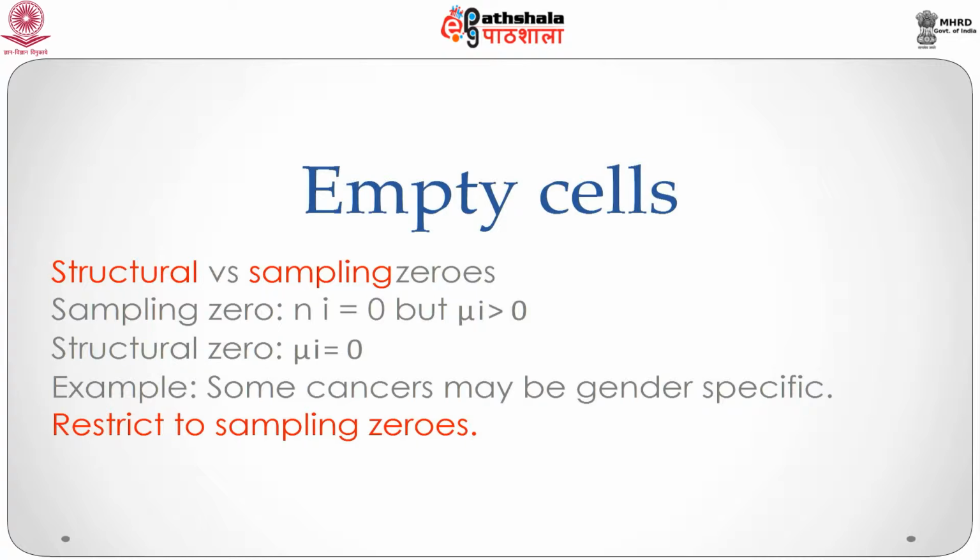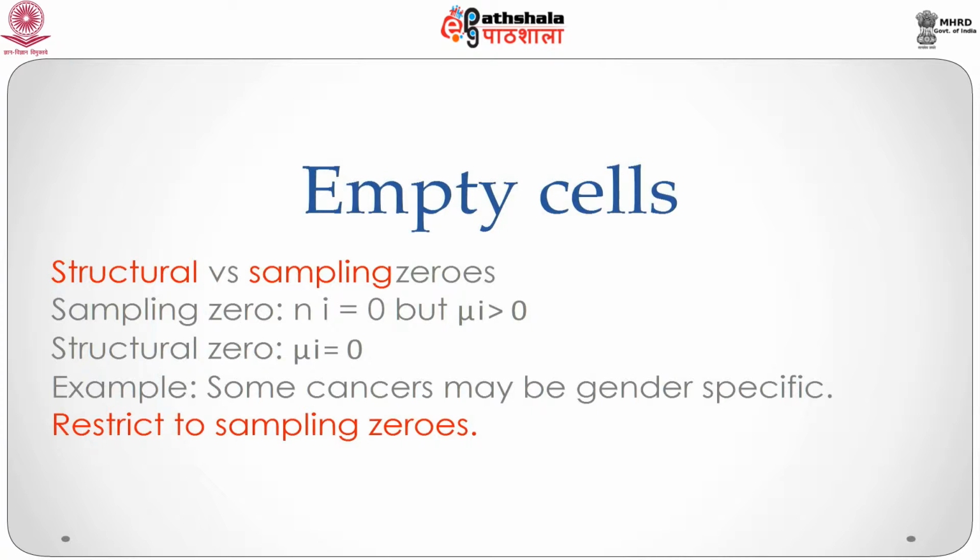A cell may be empty due to two different kinds of zeros. We make a distinction between sampling zeros and structural zeros. Sampling zeros are the more common types of zeros, and it means that even though ni is equal to 0, the corresponding expected frequency mu i is positive. An empty cell occurs as an artifact of sampling.